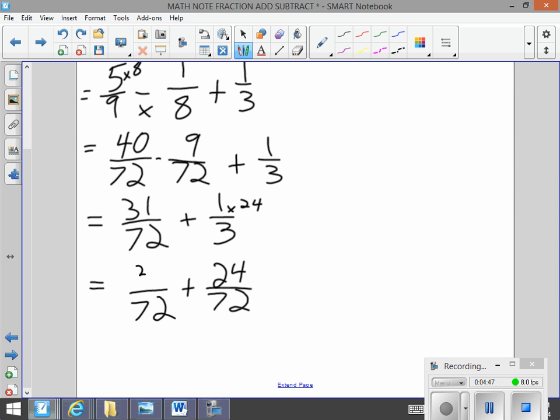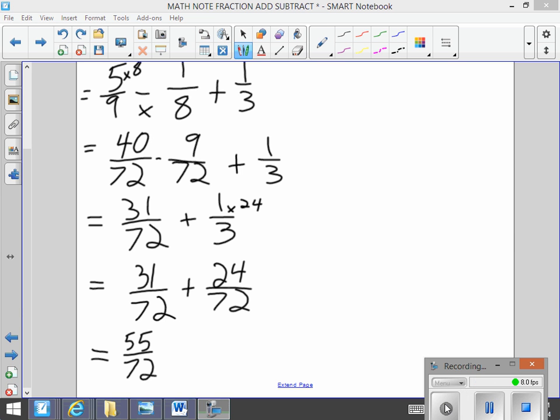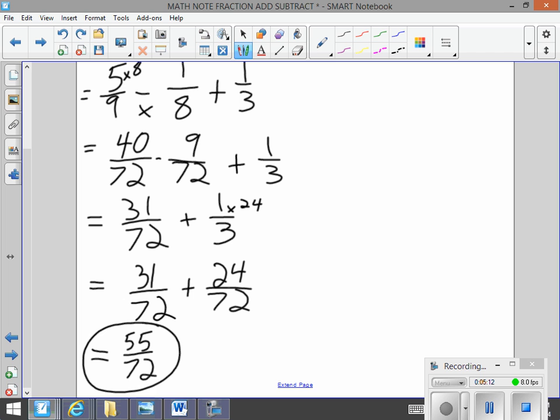All right. So now it's just adding 31 plus 24 is 55 over 72. Okay. Now that is a proper fraction, so we do not have to change that to mixed. And there is nothing that's going to go into those. So that is our smallest number.